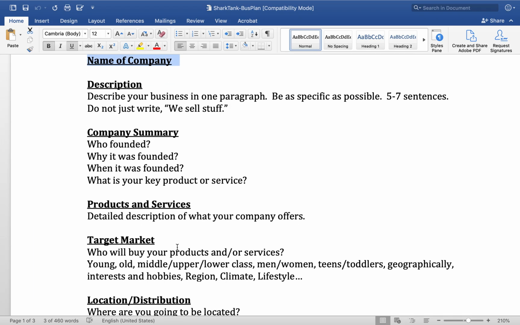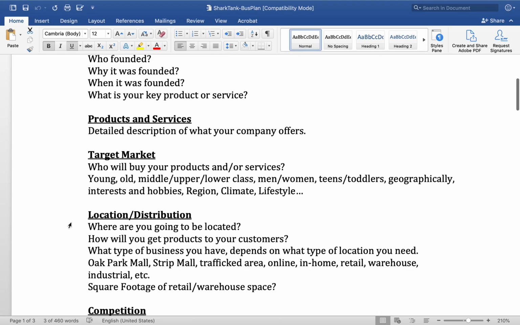Company summary: who founded it, why was it founded, when was it founded, obviously it's 2020, what is your key product or service, pretty straightforward. Products and services: a detailed description of what your company offers. You might offer three products, you might offer one product, you might offer 50 products. I don't want you to list all 50. Just put something in the descriptions of those products, like we also offer these in 27 different colors, or whatever that might look like. Some of you will have a product with a follow-up service. Some will be a service with a follow-up product. However that looks for your business, all of them are going to be just a little bit different.